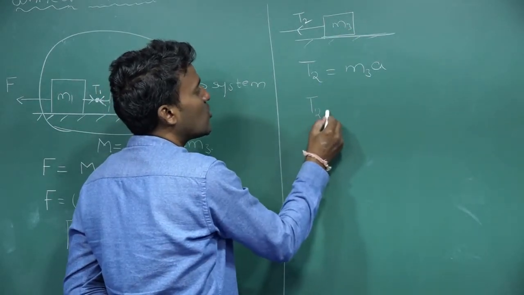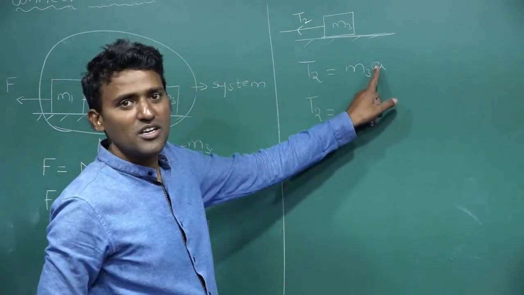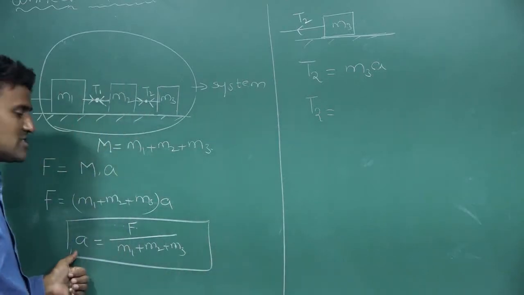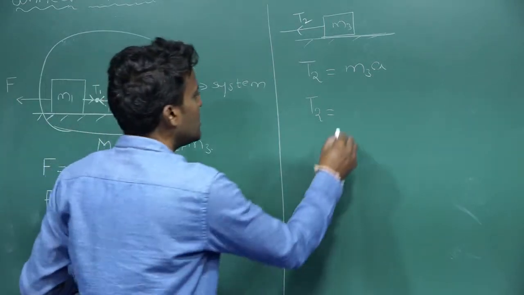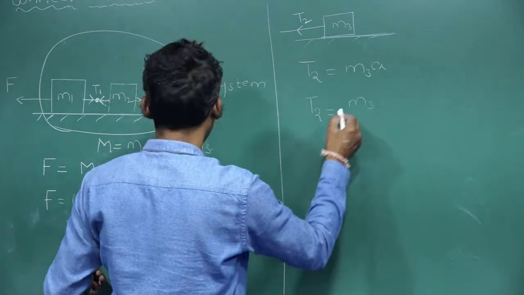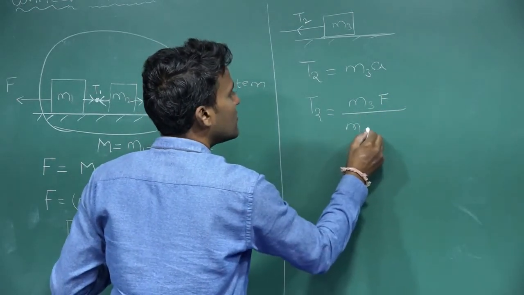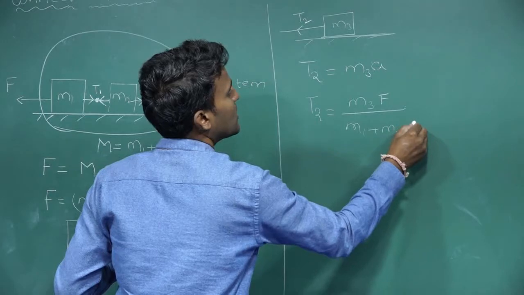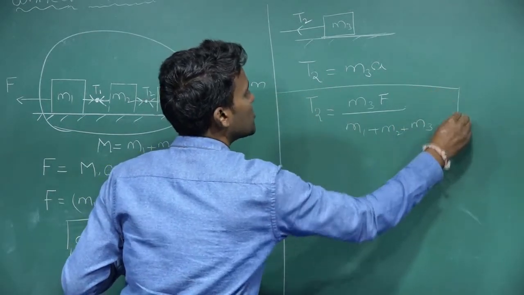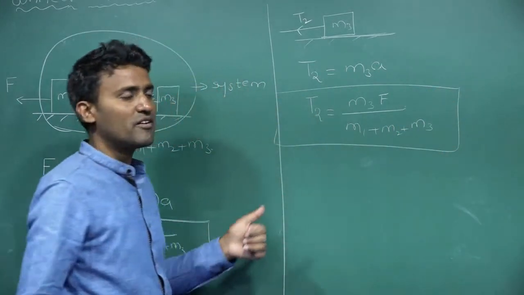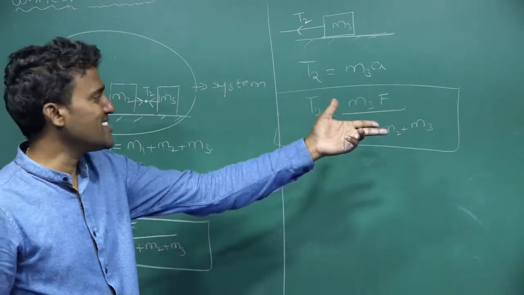And T2 is equal to what? What is acceleration here? This is acceleration. Substitute here: M3 into A, where A is equal to F divided by M1 plus M2 plus M3. So T2 is equal to M3F divided by M1 plus M2 plus M3.